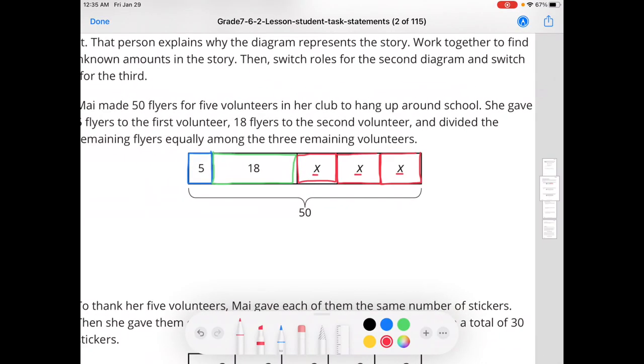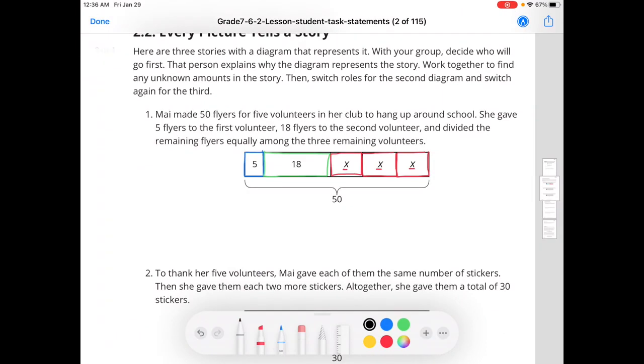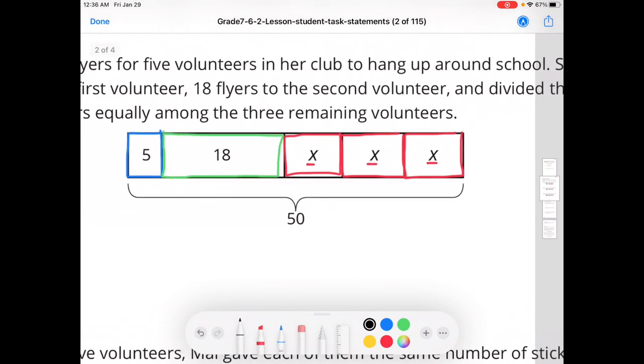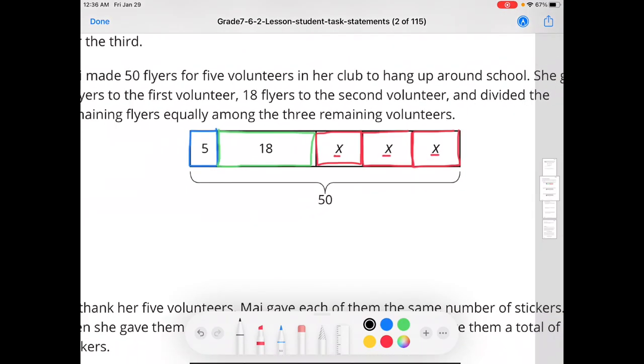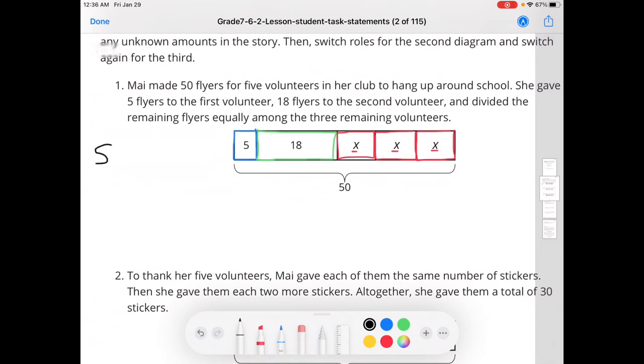And I know that when I add the flyers from all 5 volunteers together, I would get 50 flyers. So using the tape diagram, we have to determine how many flyers each of the remaining volunteers received. I know how to do 5 plus 18, so I could do that first. So 5 plus 18. Well, that gives you 23. So the first 2 volunteers had 23 flyers.